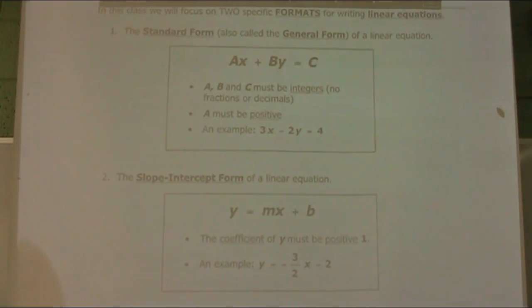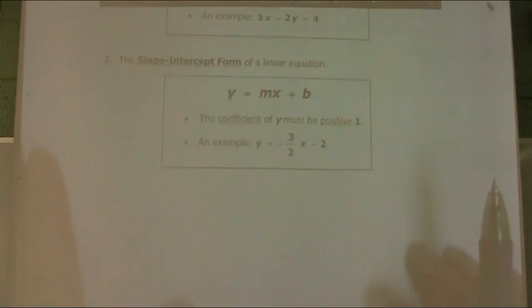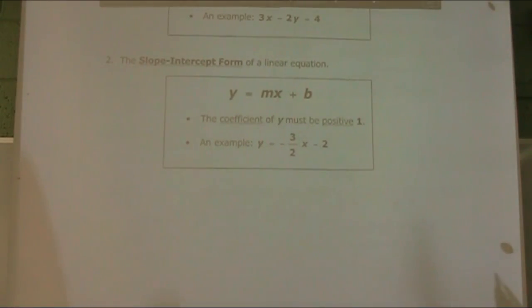Secondly, we have slope-intercept form. Slope-intercept form looks a little different. In this case, we have y equals mx plus b. So here, the coefficient of y, or the number in front of it, has to be positive 1. It has to be positive 1. But m and b can be anything, and they can be fractions, and they can be decimals.